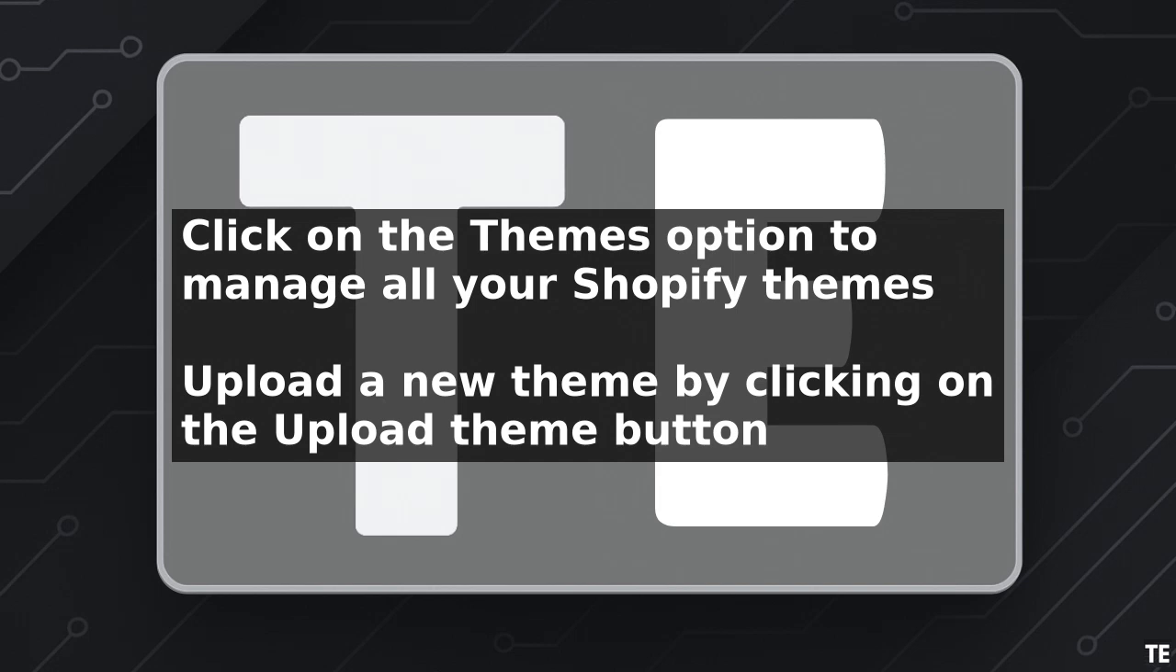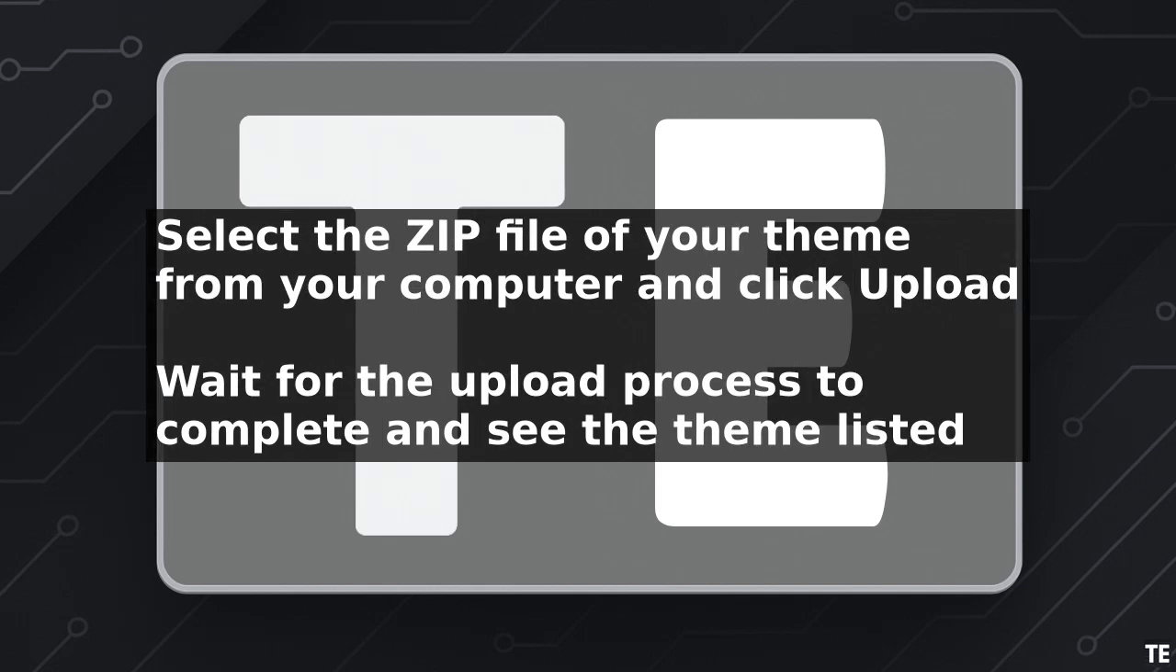Make sure the zip file is the correct one and it is not corrupted. After selecting the zip file, click on the Upload button to start the upload process. Depending on the size of the zip file, this process may take a few seconds to complete. Once the upload is complete, you will see the theme listed on the Themes page.